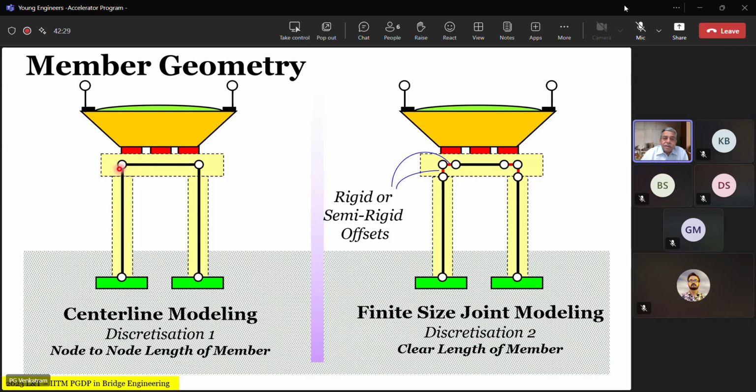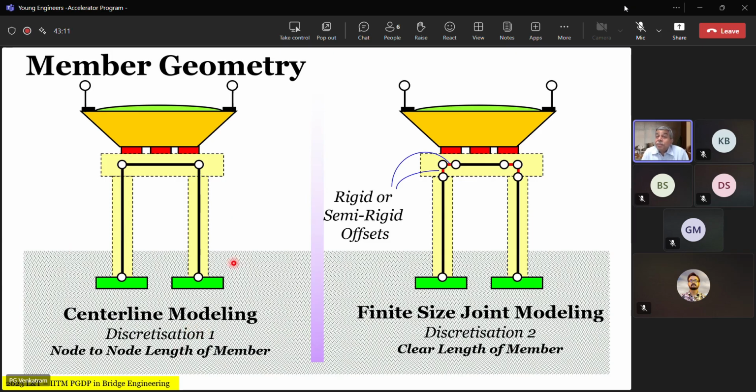So therefore, the problem with the left-hand side model is there is a duplication of the member properties in this section, where there is no duplication here at all. Here, because of the increase in L, the so-called aspect ratio, L by D ratio, you are reducing the stiffness of the column member, whereas you are not doing it here. So therefore, the finite size joint modeling is the correct way to do it, subject to the particular type of structure that you're doing. It is not necessarily significant in all the cases, but its significance is recognized in certain very explicit condition in our code IRC 112 or the Eurocode.